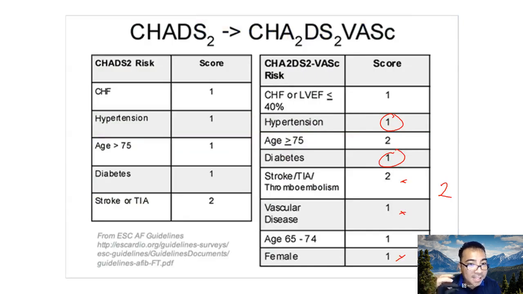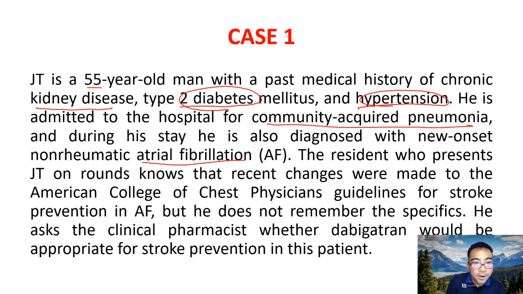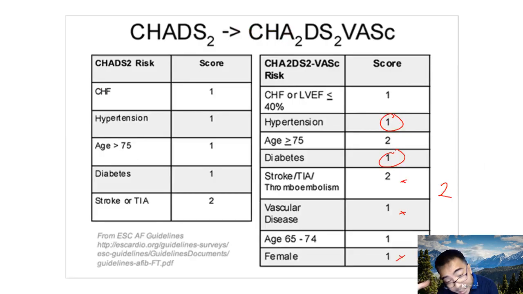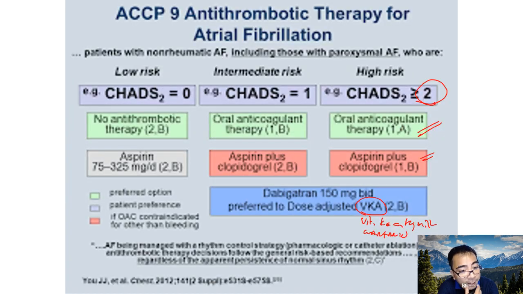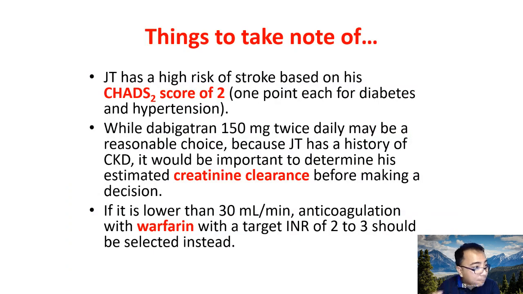Okay? Patient has a history of long-standing chronic kidney disease. So, before, pwede tayo magdabigatran, don't get me wrong. Okay? Pwede tayo magdabigatran, okay? Especially yung CHA2DS2-VASc score natin, okay naman eh. It would merit the use of dabigatran. Pero, class, you have to check for creatinine clearance first.